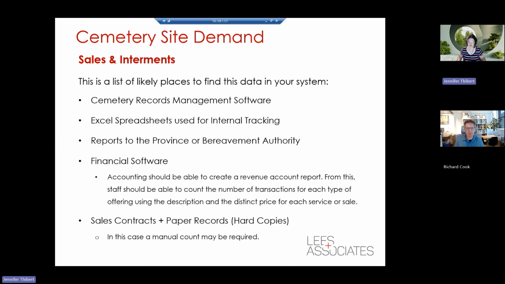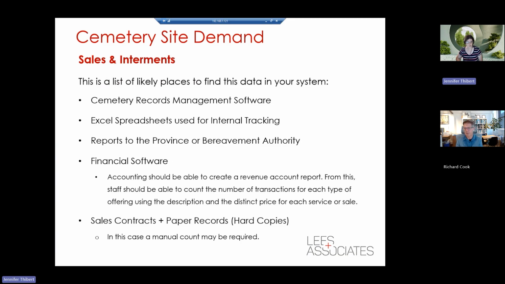In addition, don't underestimate financial software. Financial software is great because it can often export to Excel and allows you to sort data. And a lot of the time you can go into what's called the general ledger, where you see the various transactions that are going in and out of the revenue accounts and the expense accounts. And from there, staff can often count the number of transactions for each type by filtering by the price for each type of service or sale.